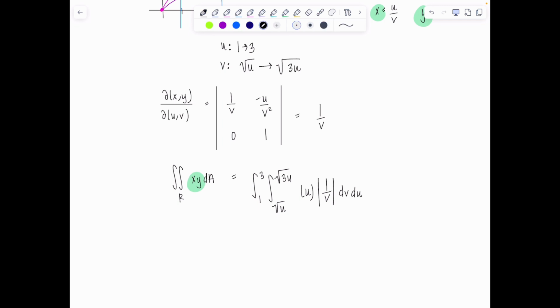So then from here, do you need me to help you integrate? We might as well. We came this far, right? Okay, so 1 to 3. And then we're anti-differentiating with respect to v first. So u times ln absolute value of v evaluated from rad u to rad 3u, du. Are we okay? All right.